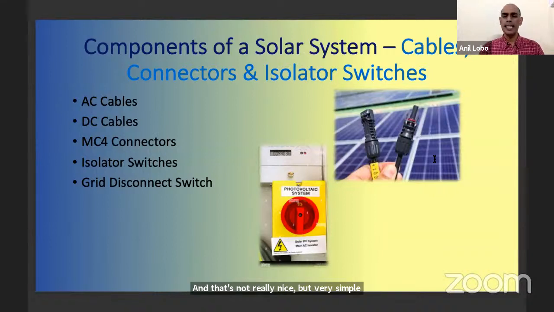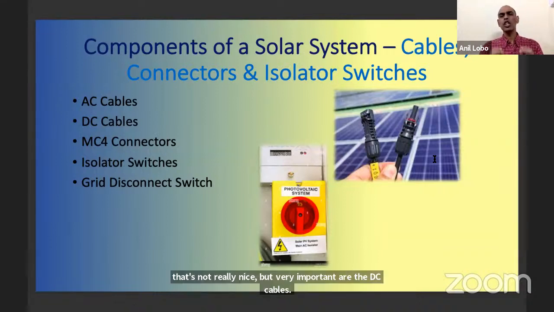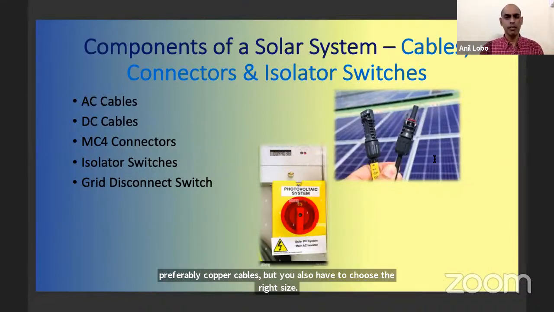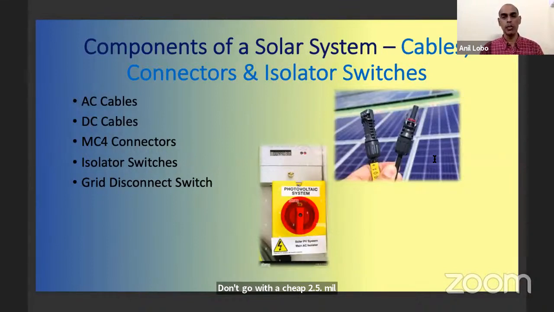But very important are the DC cables. If you do not choose the right DC cables, your system will overheat. And we know that with DC current, there's a higher resistance, so they tend to overheat. You have to not only choose good quality DC cables, preferably copper cables, but you also have to choose the right size. Don't go with a cheap 2.5 mm cable when a 4 mm cable is suitable. Don't stay with the 4 mm cable when you need to go for a higher, like a 6 mm or even up to a 10 mm. It is better to design on a higher DC cable rather than lower.